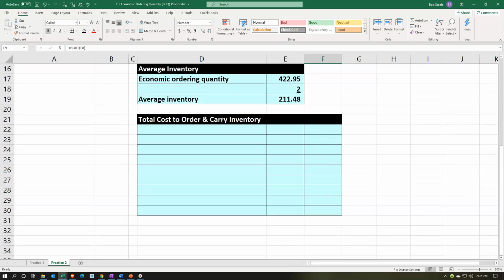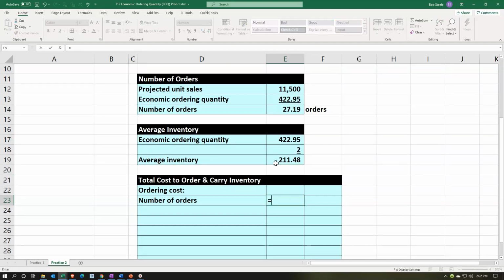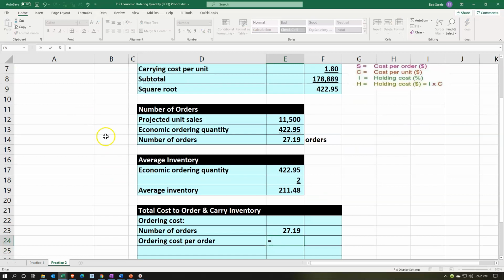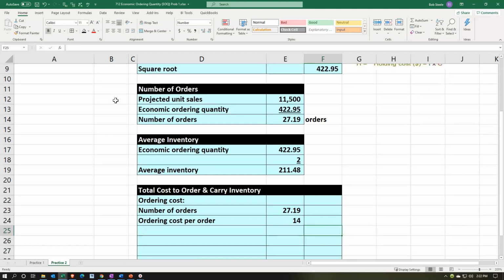So we can say, all right, what would the ordering costs be given these numbers? The ordering cost: the number of orders that we're going to have is about this 27.19. I'm going to add some decimals, home tab, font group, add a few decimals. Then we have the ordering cost per order, which is equal to that 14. And that means the cost is going to be the 27.19 times the 14, or the 381. And this is going to be our ordering cost.